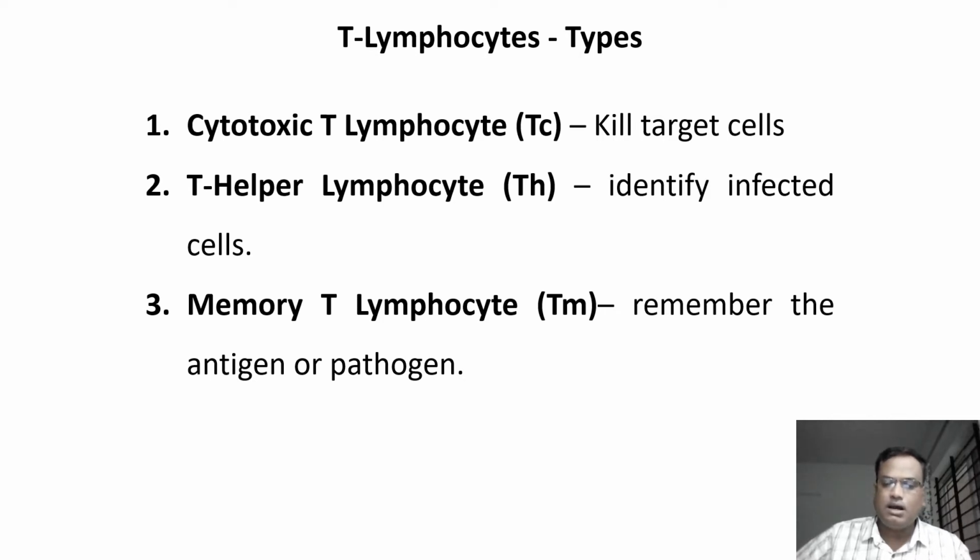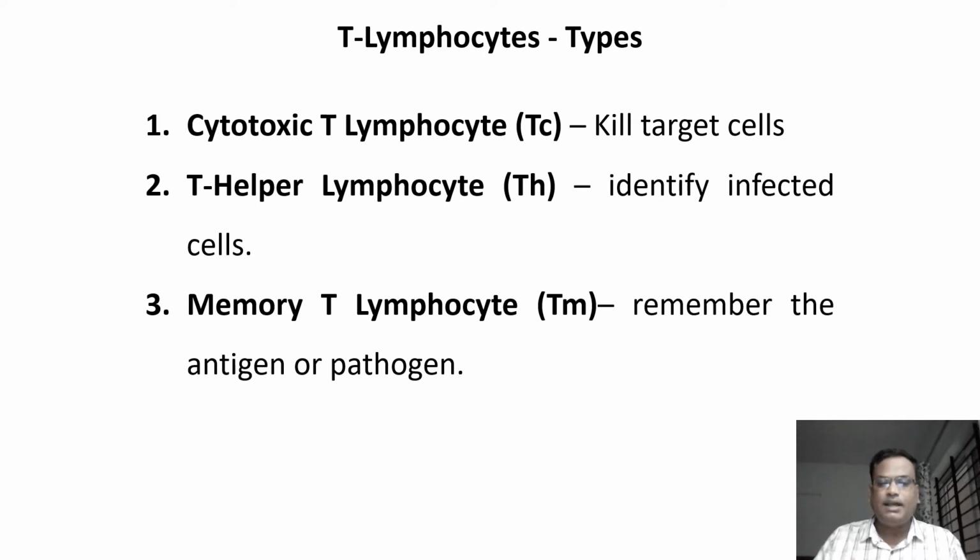Now we understood the role of helper T cells in the immune response. They are involved both in humoral mediated immune response and cell mediated immune response. They identify infected cells. They act like messengers. So they will identify the antigen and they will pass on the message to the B cell and T cell so that the B and T cells will further modify and show the humoral mediated immunity or cell mediated immunity.